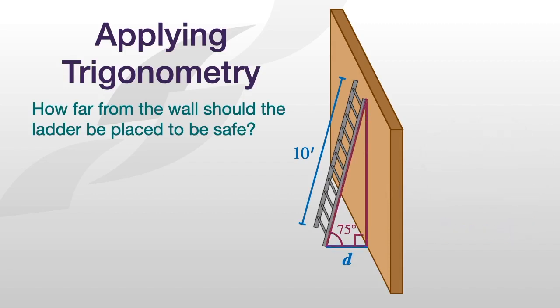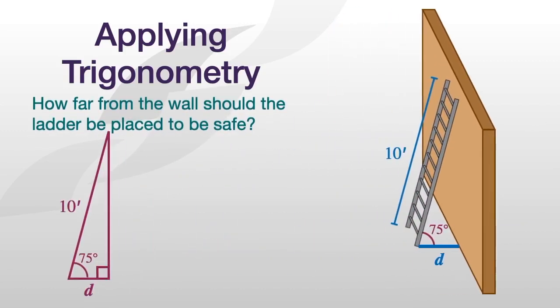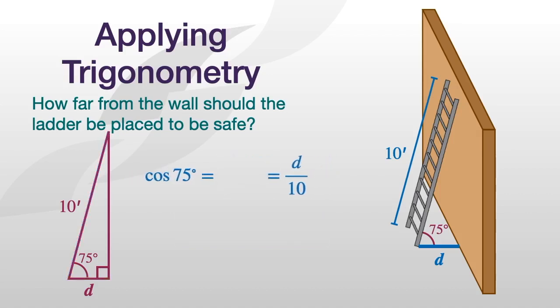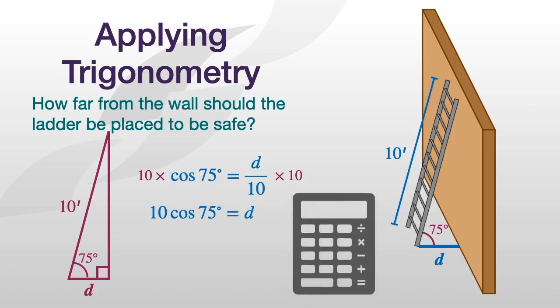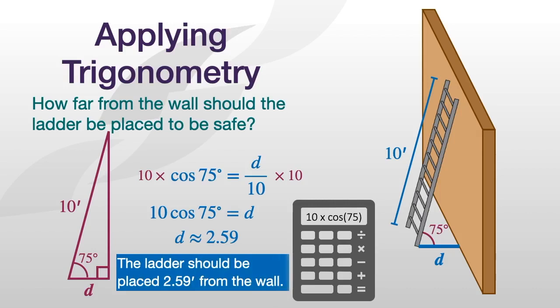We can model this problem using a right triangle. For the 75-degree angle, the two sides we are working with are the adjacent and the hypotenuse, so we need to use the cosine of 75 degrees. And this ratio is d/10. Multiplying both sides by 10 gives us that d equals 10 times the cosine of 75 degrees, which we calculate to be approximately 2.59 feet from the wall.